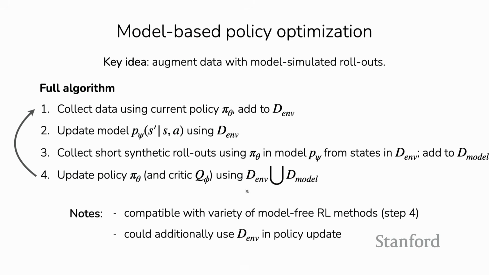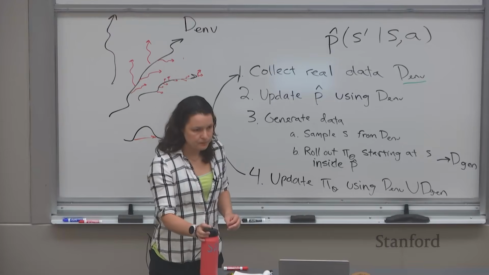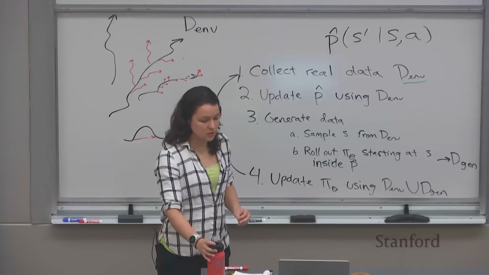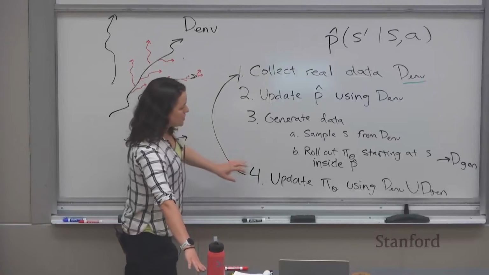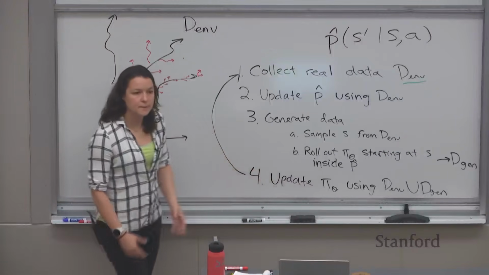Cool. With regard to this last update, here we're using both the data from the environment and the data from the model. There are also some policy updates that only use data from the model and find that works fine as well. So you can choose to use either both or just the data from the model. Yeah, this only makes sense when you have an estimate of the reward function. If you don't, then you won't be able to update your policy on the generated data.